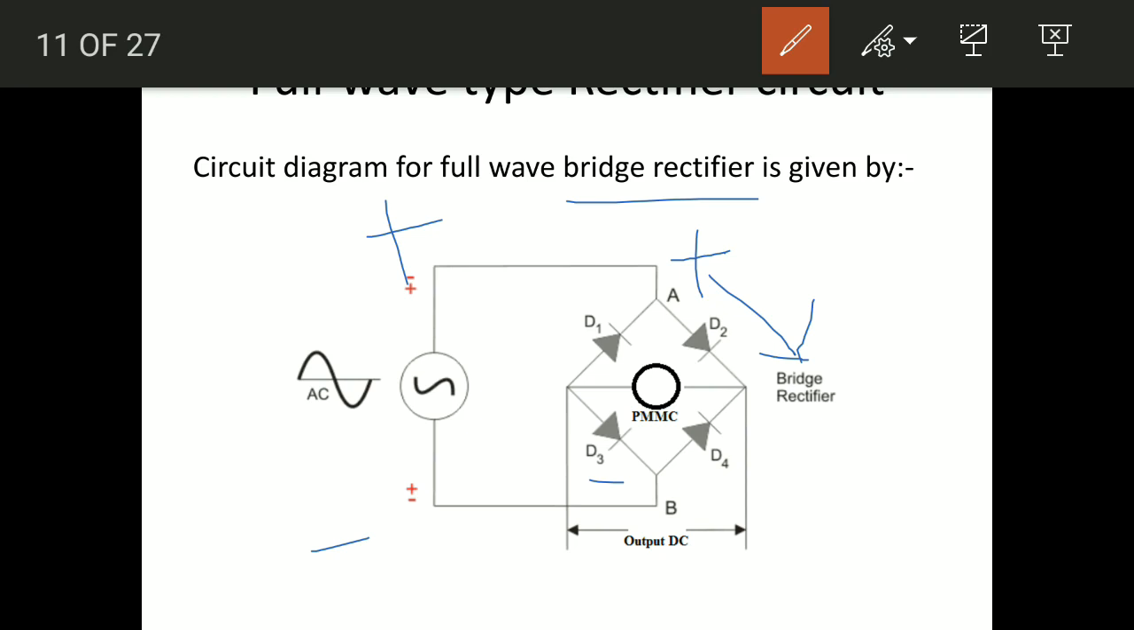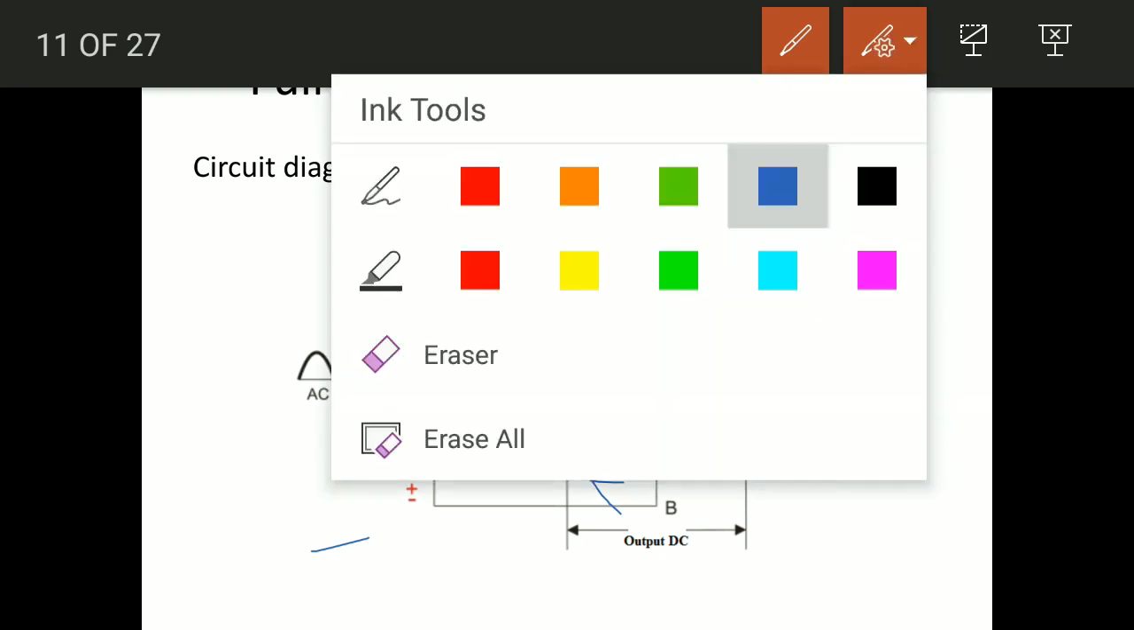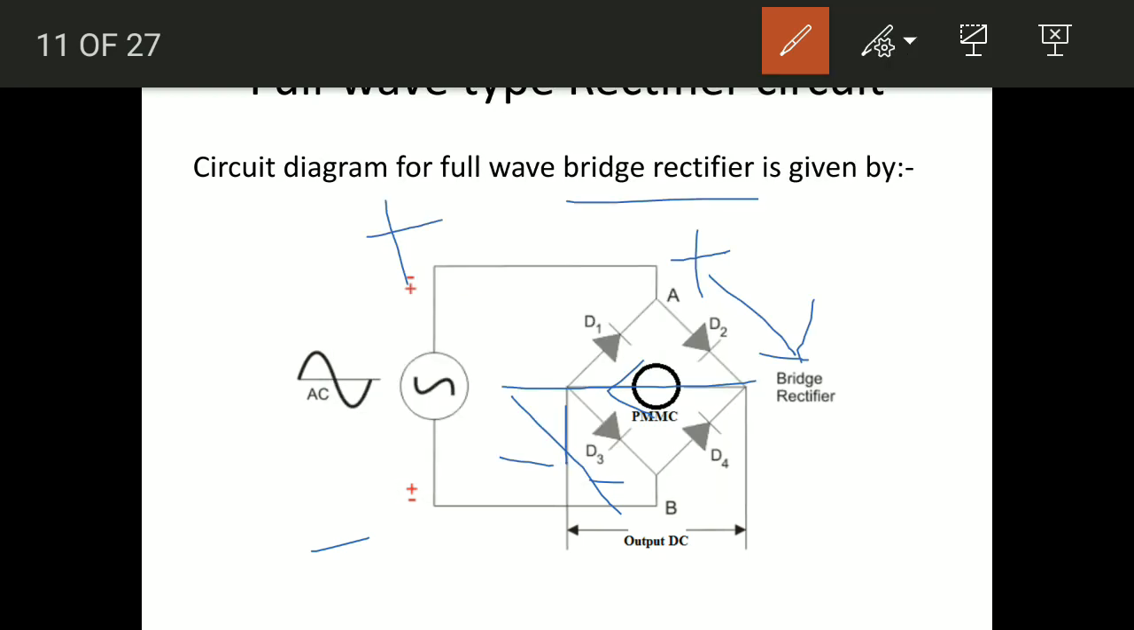Then the current will flow through the PMMC type instrument like this, and then it will complete its path via diode D3, because in this case again diode D3 is in forward bias condition. So the conduction of current is from D2, then PMMC, then D3 like this. This is in the case of the positive half cycle.